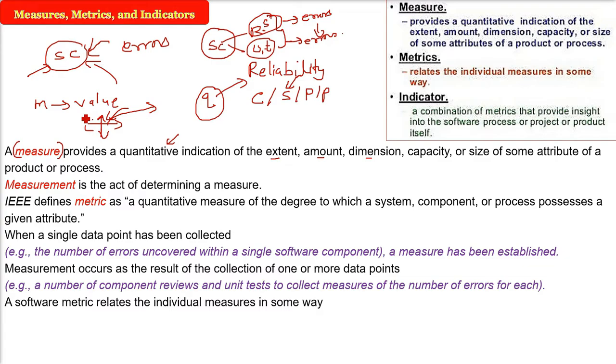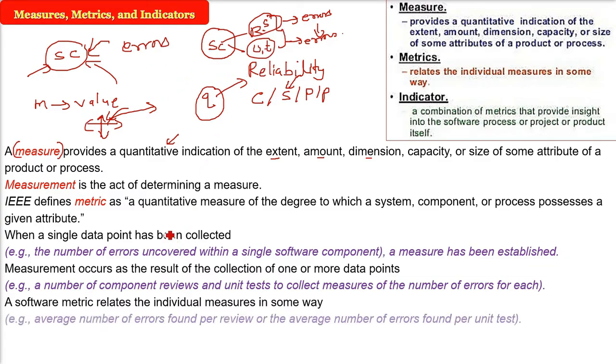So a software metric relates the individual measures in some way. How do we relate? For example, we found certain errors. So the errors found per review, and what is the average of these errors? That is the number of errors per review. What is the average value of these errors per review is a metric, or the number of errors per unit test. What is the average rate? This is a metric.